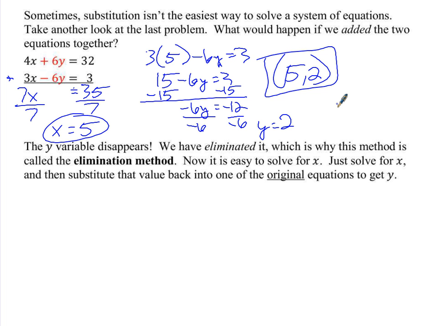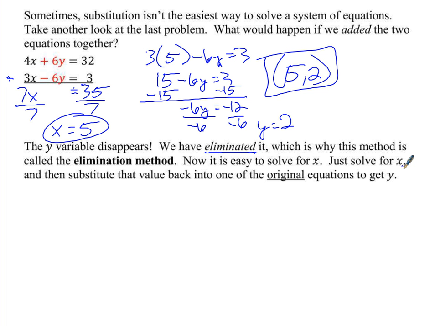So out of those 3 methods, which one looks to be the easiest for this system? For sure, elimination. Because we got down to just x equals, and in 2 steps, 2 moves later, we had what x was. And then substitute it back in and you get y very easily. So the y variable disappeared. We have eliminated it. That's why it's called the elimination method.